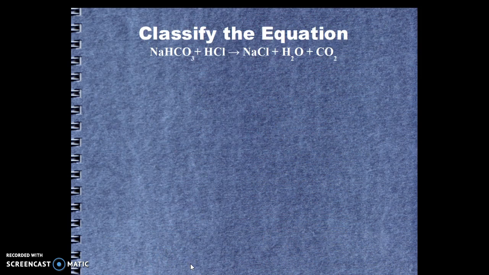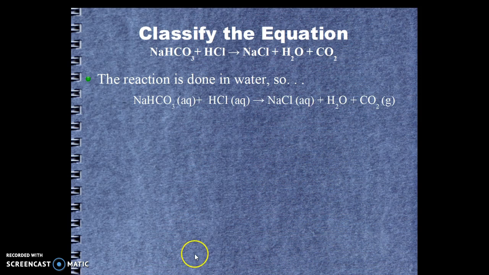Now, from that balanced, full chemical equation, we'd first like to classify it, so we know whether it is an oxidation reduction, an acid-base, a precipitation, or a simple decomposition. It turns out, we'll see in a minute, it's two of those. The reaction is being done in water, so we put the sodium hydrogen carbonate and the hydrochloric acid, which are both very soluble and will break up as aqueous solutions, and the same thing with the sodium chloride. The water is going to be a liquid, the carbon dioxide is a gas.